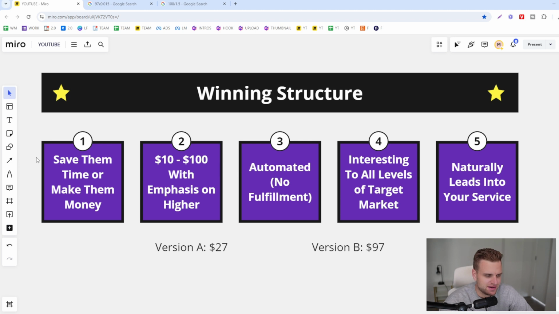It can't be, I'll create 3 ad creatives for you for $97 is not a product. That's a service that costs $97. And that might sound obvious, but lots of people do it like that and say, look at my paid product. And then it's just like custom work. That's a service. This is a product, not a service. So it has to be automated, no fulfillment.